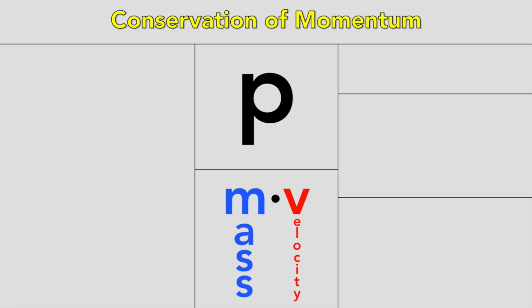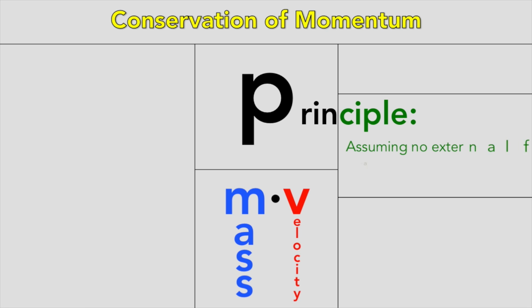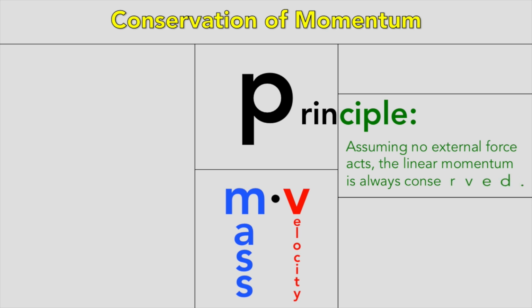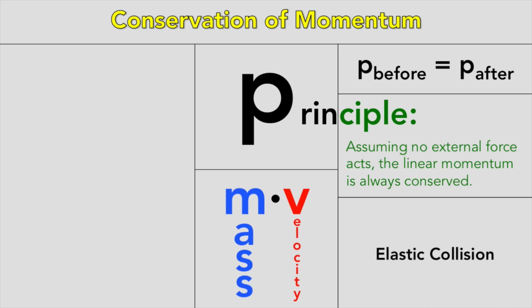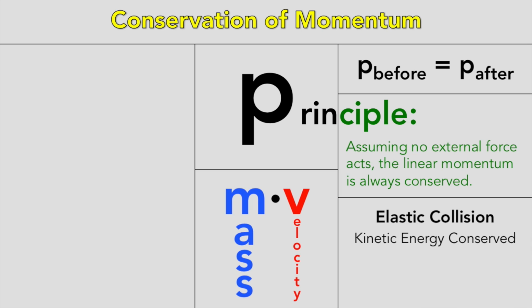The principle of momentum states that, assuming no external forces act, the linear momentum is always conserved. So the total momentum before collision equals the total momentum afterwards. So p before equals p after. An elastic collision is one where momentum is conserved and kinetic energy is conserved. The equation for the kinetic energy is given by E_k equals half m v squared, where E_k is kinetic energy.